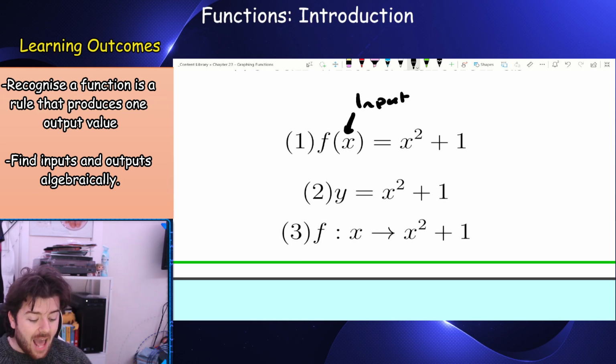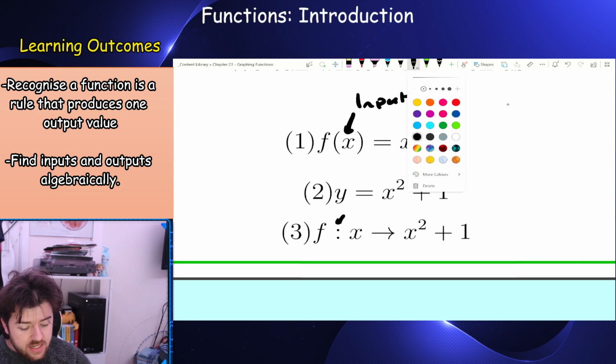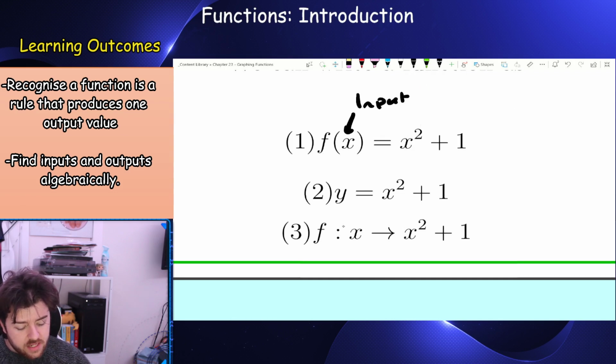I can also write it as y equals an algebraic rule or algebraic expression. And I also could write it as f colon x right arrow x squared plus 1. And you're like, what does that mean? This is just mathematical notation. If you see here, this colon just means such that.